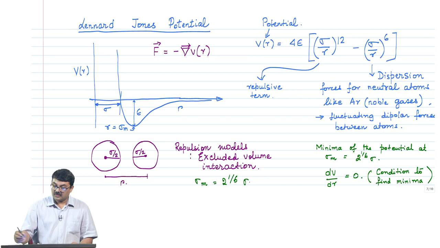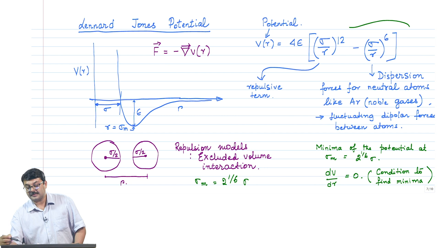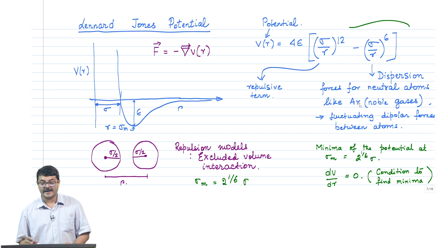Where does this expression for the potential come from? Sigma by r to the power 6 is the so-called dispersion force between neutral atoms. So if you have neutral atoms like argon, a noble gas, where it has no net magnetic moment, no charge and so on and so forth.